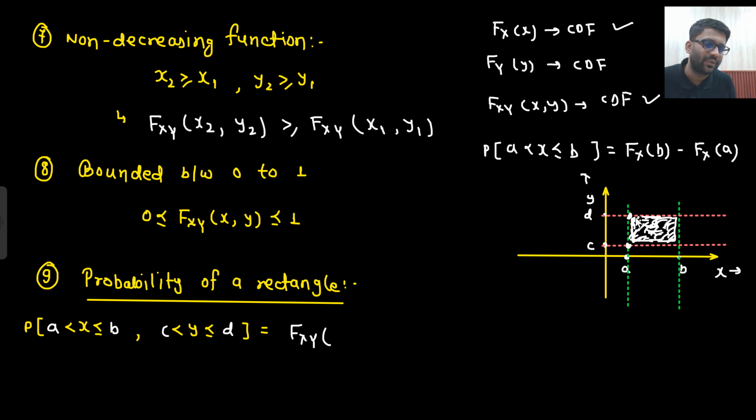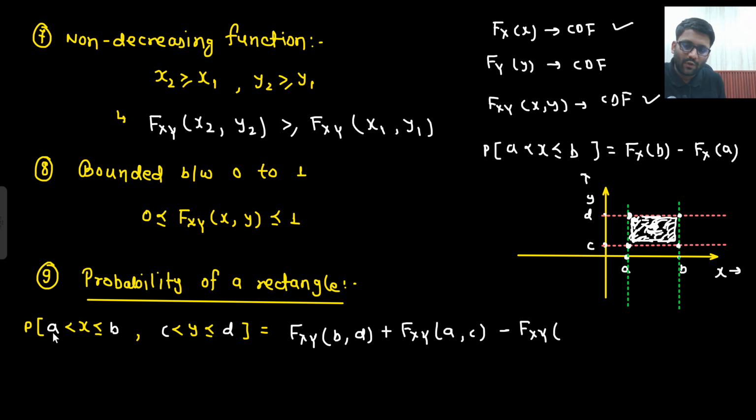What would be this point? You can write down these points, whatever they are. Forget about it. So isn't it like a rectangle? So that's why it is known as probability of a rectangle. Okay. So what is the formula? F(x,y), take the higher limits, b d, plus F(x,y), take the lower limits, a c, minus lower limit from here, higher limit from here, a d, minus higher limit from here, lower limit from here. So basically higher-higher plus, lower-lower plus, lower-higher minus, higher-lower minus.